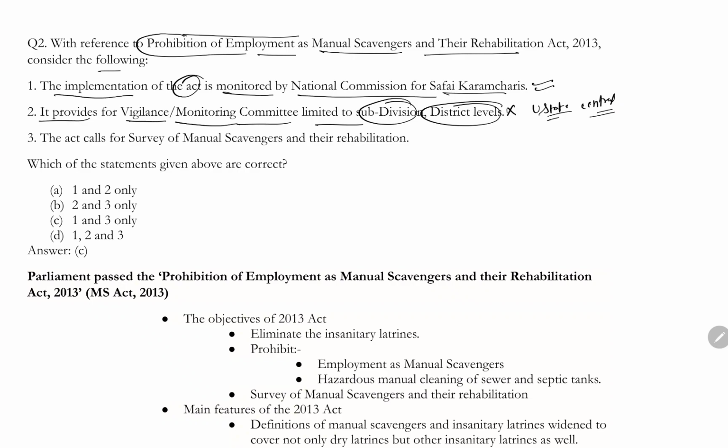The third statement is that the act called for the survey of the manual scavengers and their rehabilitation. So the statement is also correct. So the first and third statements are correct. So the correct option will be option number C.